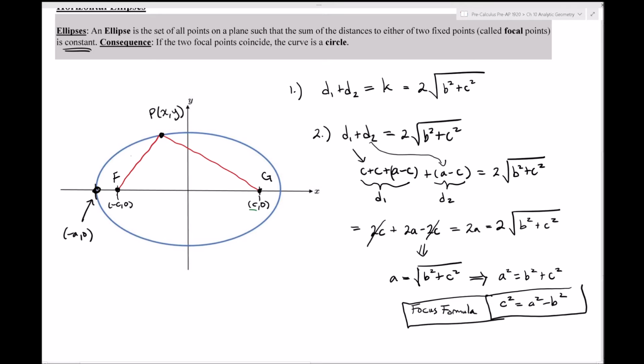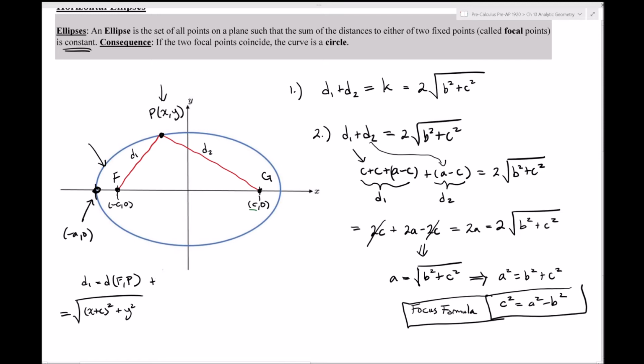So we had two distances, d1 and d2. d1 is the distance between points F and P, and there's a formula for that. It's a square root, and it's going to be the sum of the squares of the differences between corresponding coordinates. So you take the differences in x coordinates. Let's take this one to be point number 2, and this one to be point number 1. Then it's going to be x minus negative c, so it's going to be x plus c squared. You do the same thing for the y coordinates. So it's going to be y minus 0, so it's plus y squared, square root.